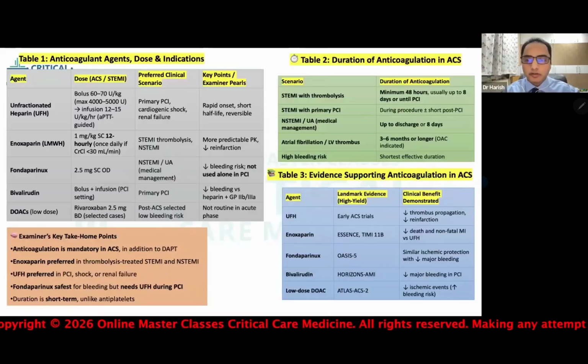So again, what is the evidence supporting anticoagulation in ACS? So unfractionated heparin.